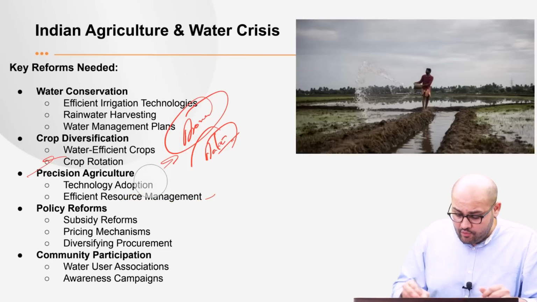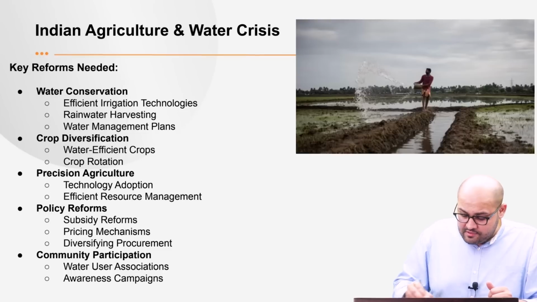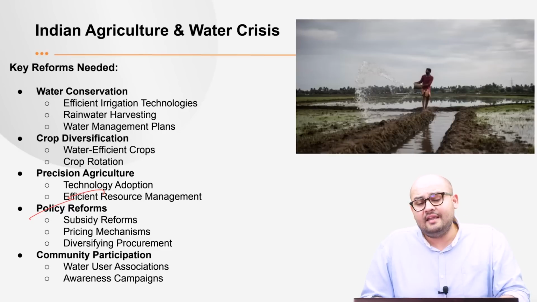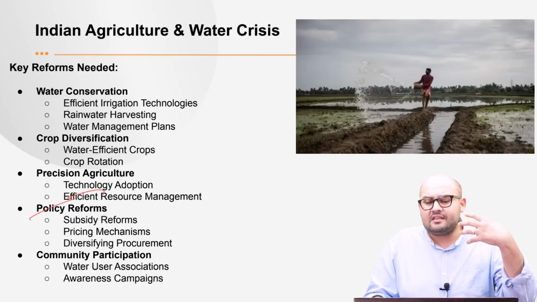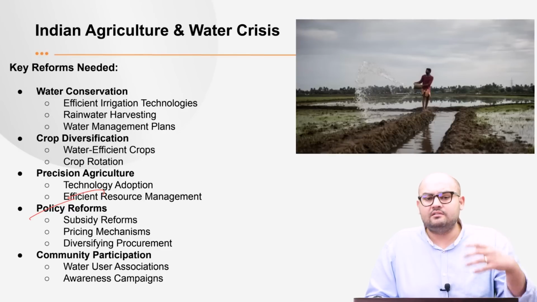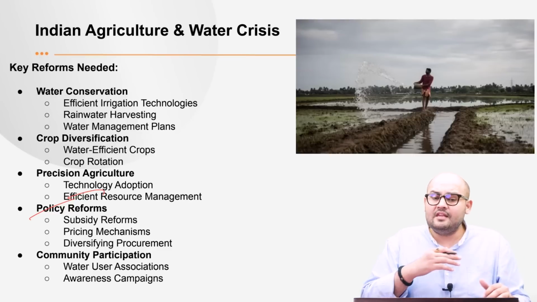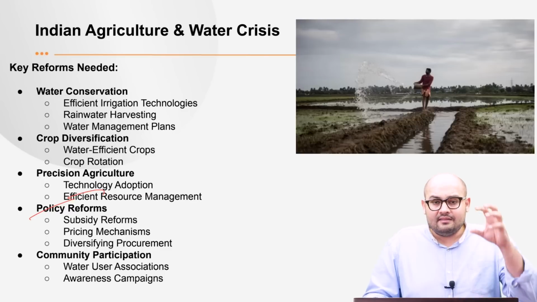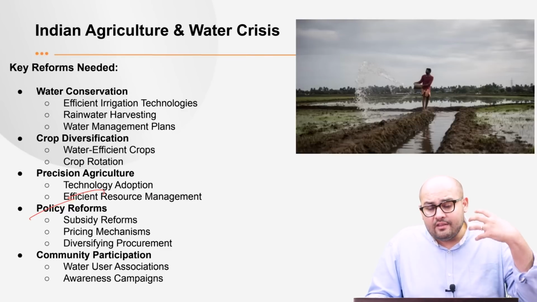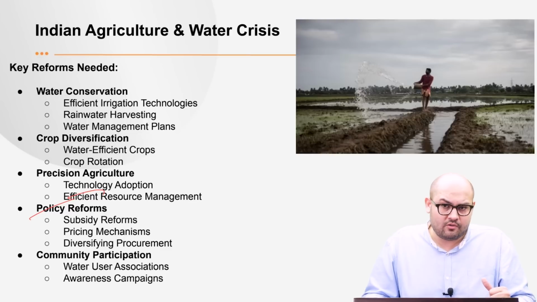Next, what we need to focus upon is the policy reforms, right? So the government needs to make sure that it is giving a lot of subsidies when we talk about the water, when we talk about the electricity distribution. So these subsidies need to be done away with, right? So that there is a sort of more adequate response, more adequate usage of these electricity and water resources.